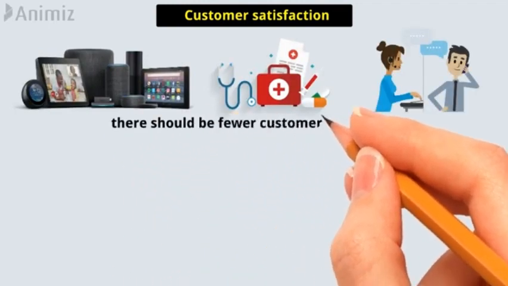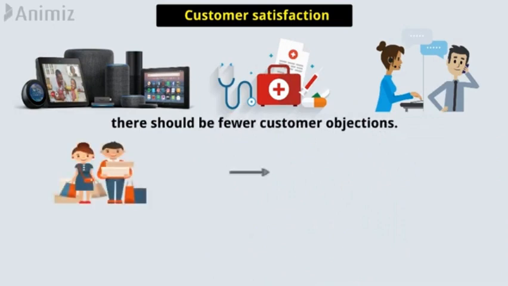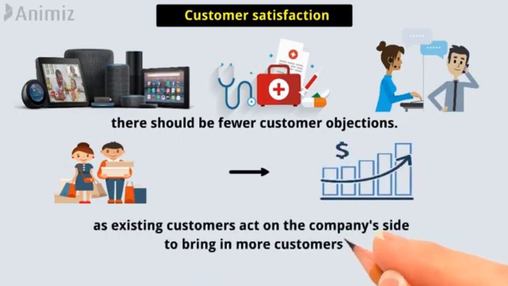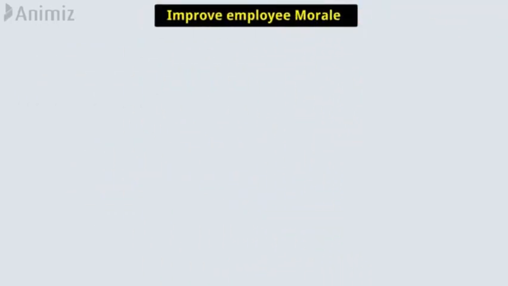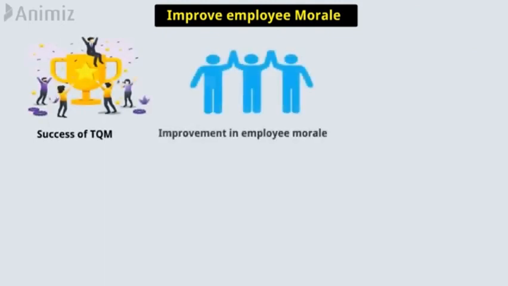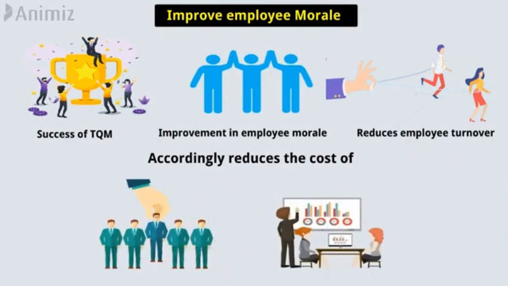Customer satisfaction. Since the company has better products and services, and its interactions with customers are nearly error-free, there should be fewer customer complaints. A higher level of customer satisfaction may also lead to increased market share, as existing customers act on the company's side to bring in more customers. Improved employee morale. The ongoing and proven success of total quality management can lead to a noticeable improvement in employee morale, which reduces employee turnover, and accordingly reduces the cost of hiring and training new employees.